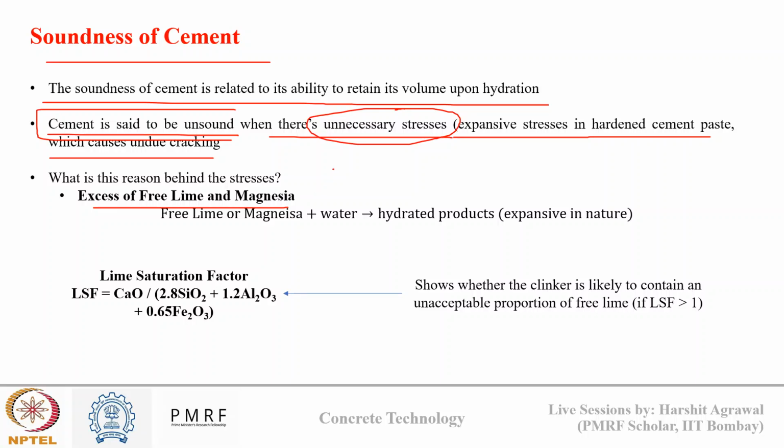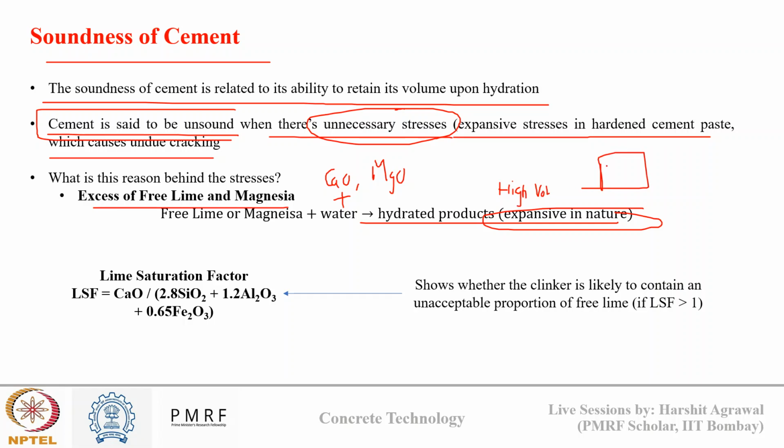What happens if my cement has an excess of CaO or MgO? They react with water and form hydration products which are expansive in nature and have high volume. In concrete, we have very specific volumes defined for aggregate, cement paste, water, and a little for air voids. If a product forms which is expansive, it will cause stress buildup inside the concrete, which can lead to cracking.